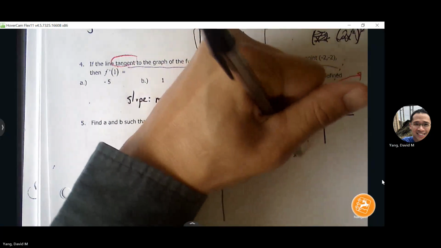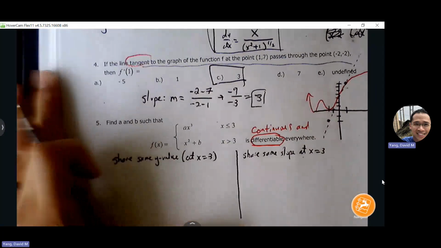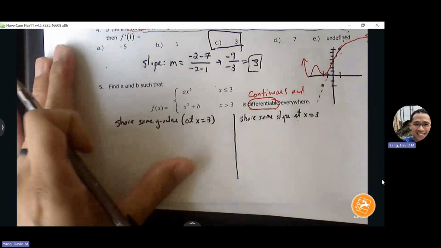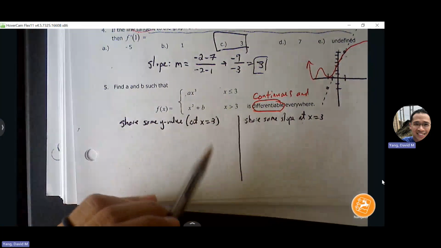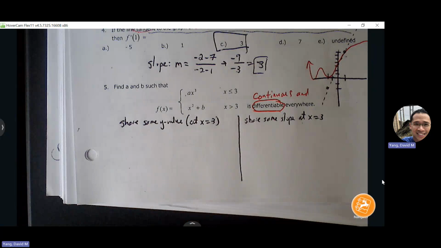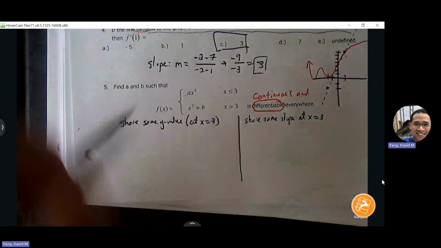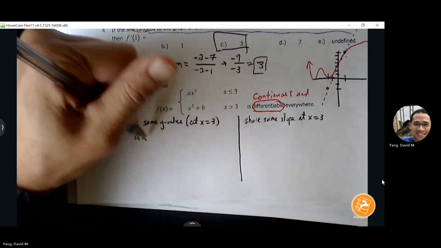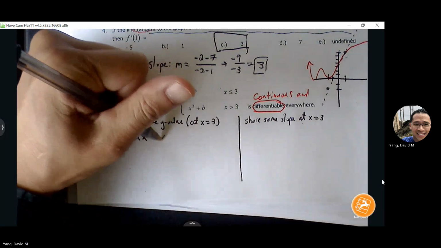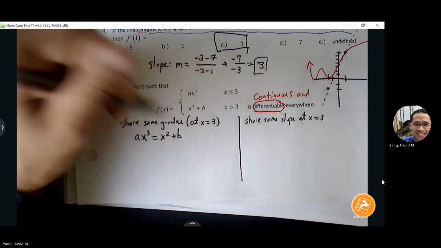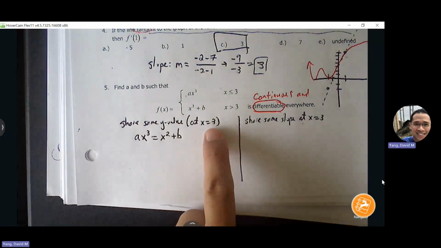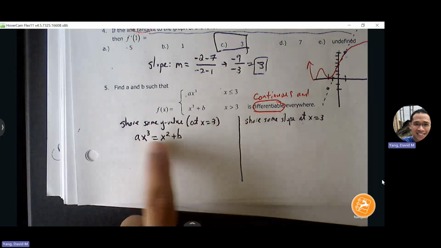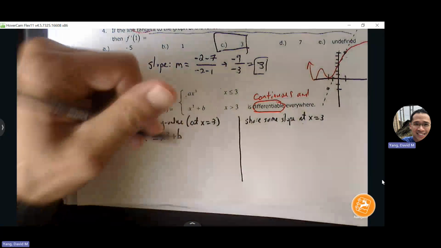Okay, let's do the portion without the calculus, where we're just setting the equations equal to each other. So ax cubed equals x squared plus b. We want these two graphs to meet up at the same y value. But again, we don't want them to share the same y value anywhere. We only want them to share the same y value at x equals 3. So I can replace every x with what? With 3. All right.